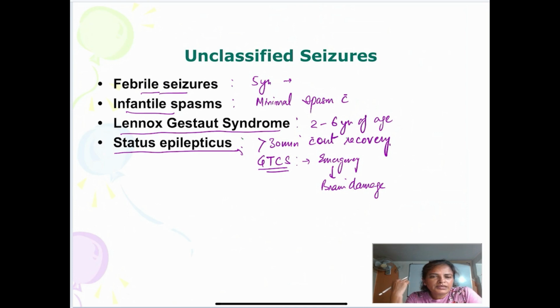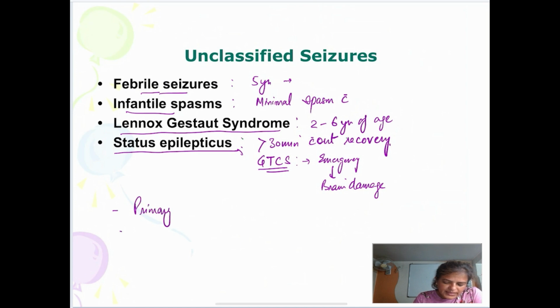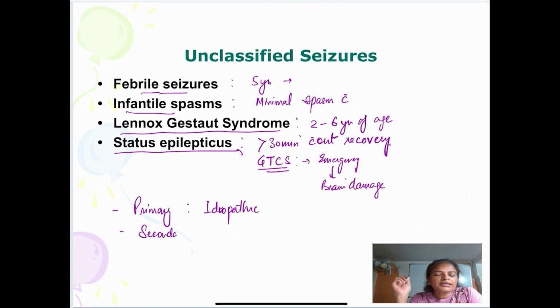And these seizures, whether generalized or partial, may be primary or secondary. Primary, usually we say, is idiopathic. Mostly 60 to 70% are idiopathic. Secondary is when you know the cause. Suppose there is any infection, like meningitis or encephalitis, or a head injury patient, or someone who has had surgery. In secondary, there are many reasons.